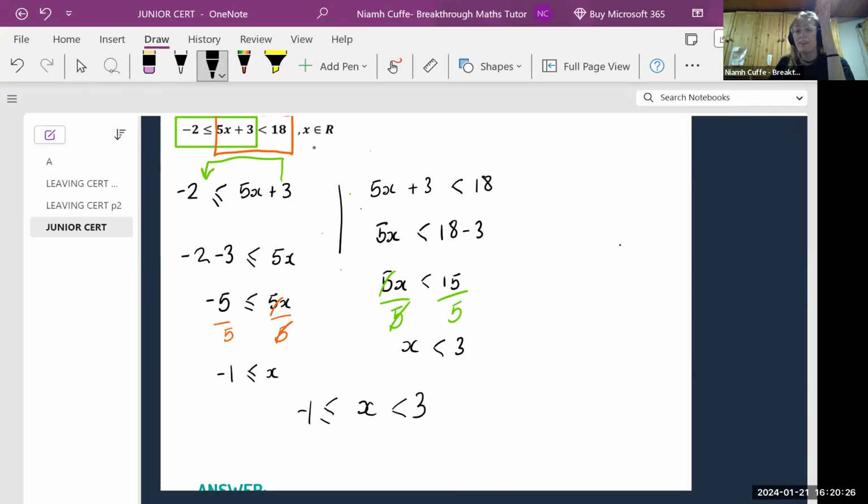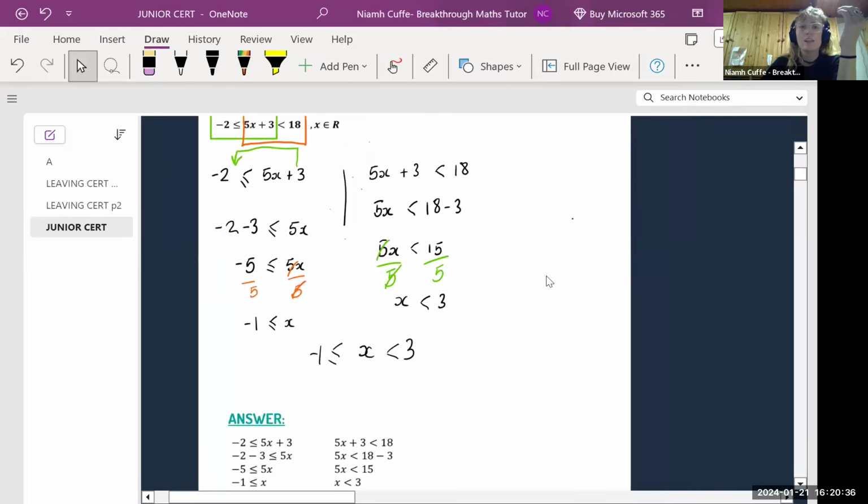I'm not trying to say that x is equal to 5. I'm trying to say that it's between -1 and 3. Okay, that's why we do these double inequality questions. That's why they're the thing that's going to come up the most in a question like this.